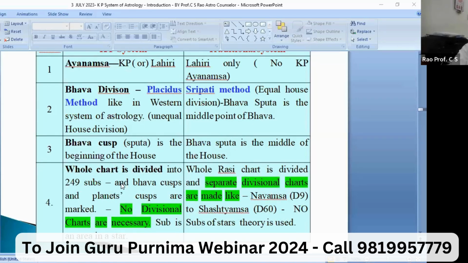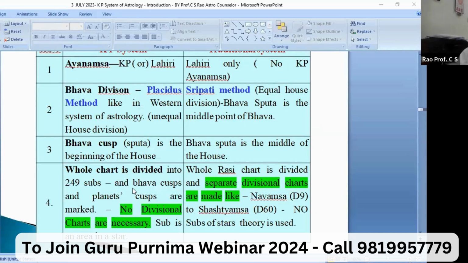So item 4: the whole chart is divided into 249 subs, and Bhava cusps and planet cusps are marked. No divisional charts are necessary in the KP system. The 249 subs are already in the chart. As per that, there are 12 Bhava cusps. For each Bhava there is a sign lord, star lord, and sublord, and you mark that. And for each planet there is a sign lord, star lord, and sublord. Bhava cusp means Bhava degree, and planet cusp means planet degree. In simple language, planet degrees and Bhava degrees. Every degree has a sign lord, a star lord, and, out of the 249 subs, a sublord. So in the KP system, we do not prepare any divisional charts like Navamsha or D9, D10.